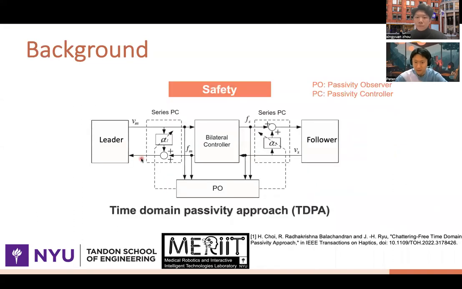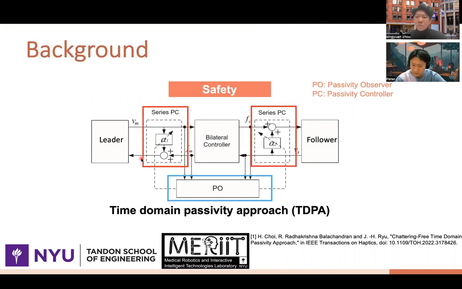For example, one popular structure is the time domain passivity approach, TDPA, which has two components, the passivity observer, PO, and the passivity controller, PC. The passivity observer keeps observing the system energy level, and based on that, the passivity controller adaptively modulates the velocity and the force to guarantee the system is passive and thus stable.